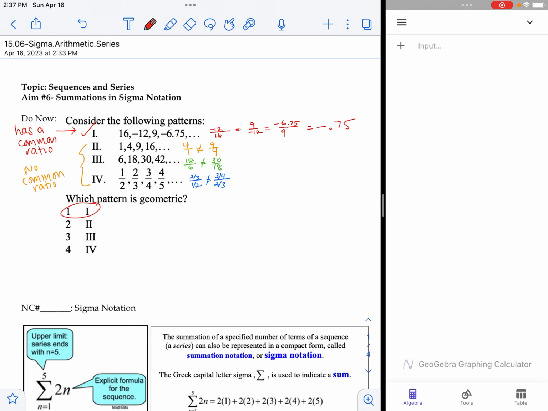So before break, we talked about sequences. Now we're talking about summations and adding together these sequences that we discussed before break.